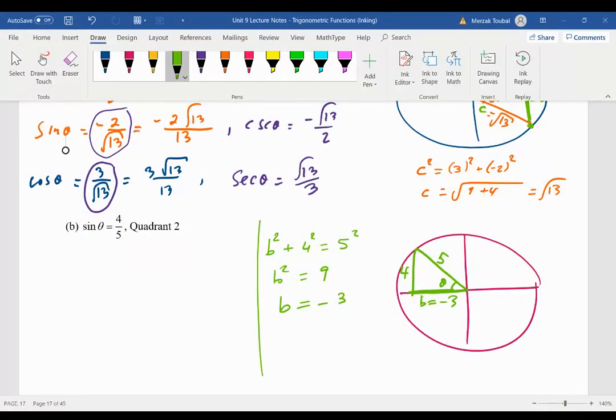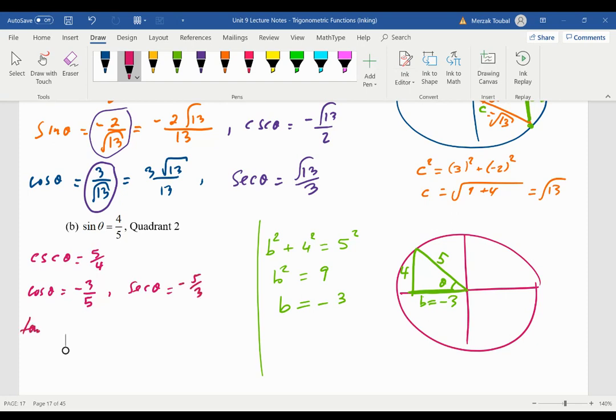Now we can find the cosine, cosecant, tangent, everything else. Since we know the sine, the easiest function to find is the cosecant. Cosecant is the reciprocal of sine, so it's 5 over 4. Now let's move on to cosine. Cosine is adjacent, which is negative 3, over hypotenuse, which is 5. The reciprocal of cosine is secant: the reciprocal of negative 3 over 5 is negative 5 over 3.